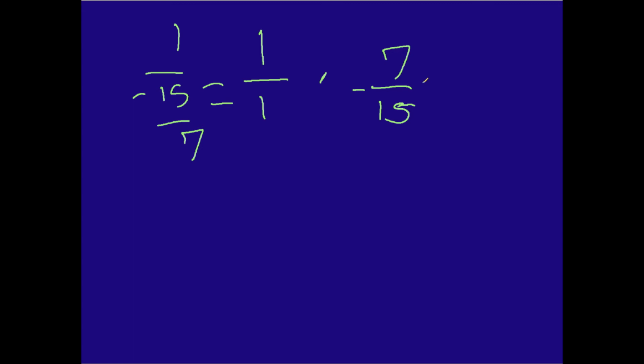Remember, you have to flip it. Whenever you divide two rational expressions, you find the reciprocal of the second one, the one to the right of the division sign, or if you want to say it another way, you find the reciprocal of the denominator.